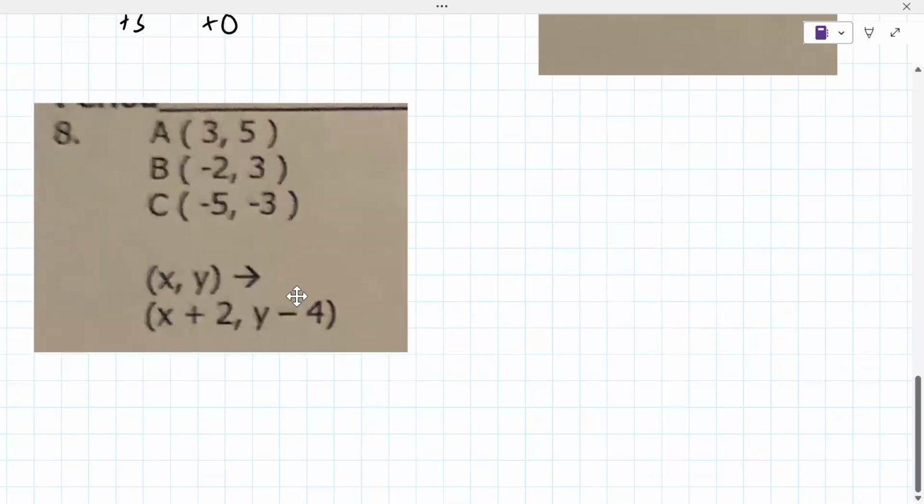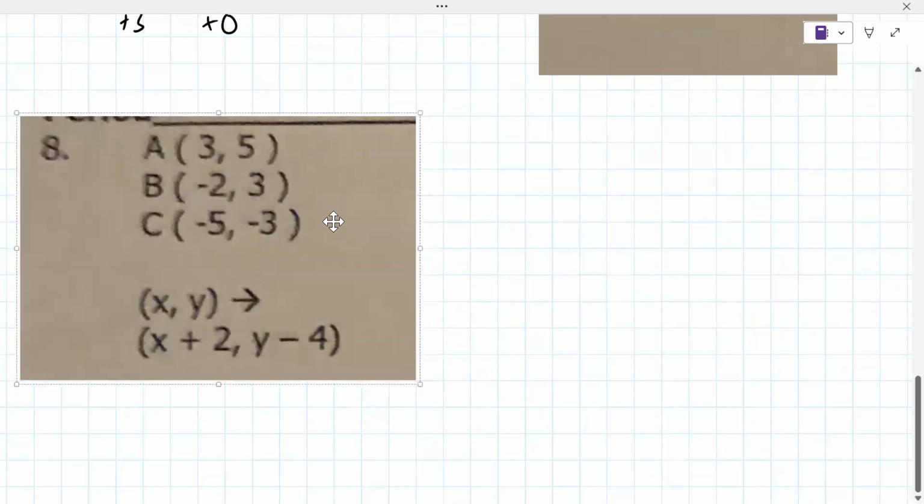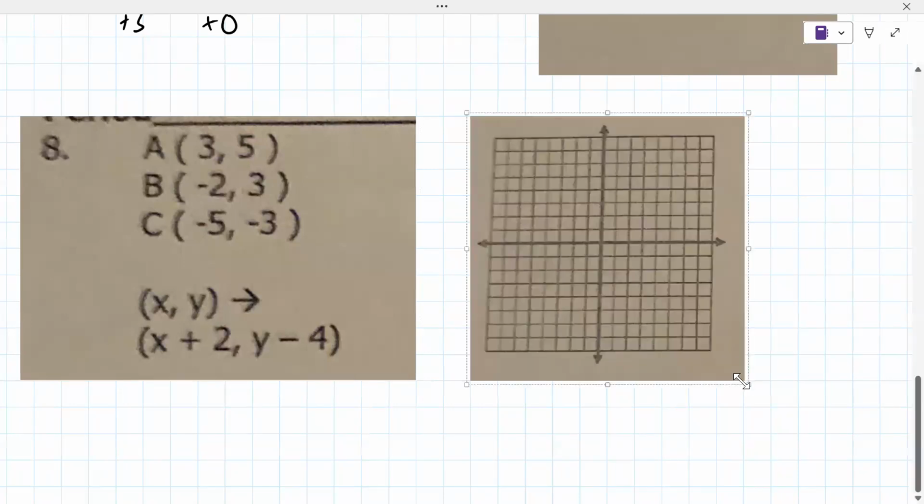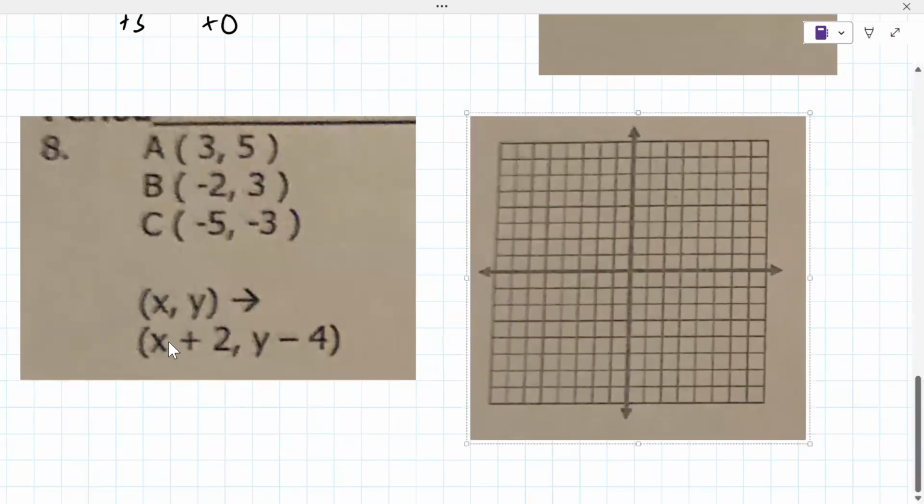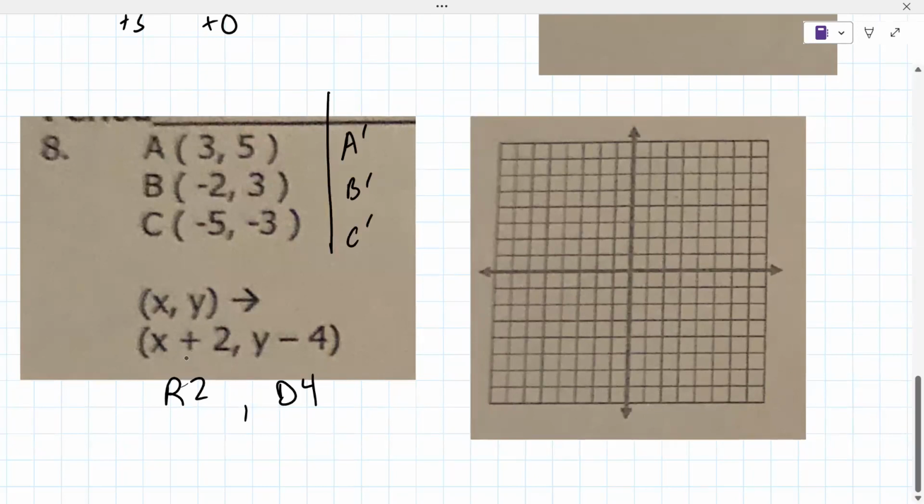Number 8. So it's kind of your choice here. You can either make a table of the new points or you can do it graphically. There's not a right or a wrong. It's just whatever works for you. You're taking those X and Y values and putting them in here. This is in words, right two, and then down four. But I'll leave it up to you how you want to proceed. So why don't you find the new ordered pairs?